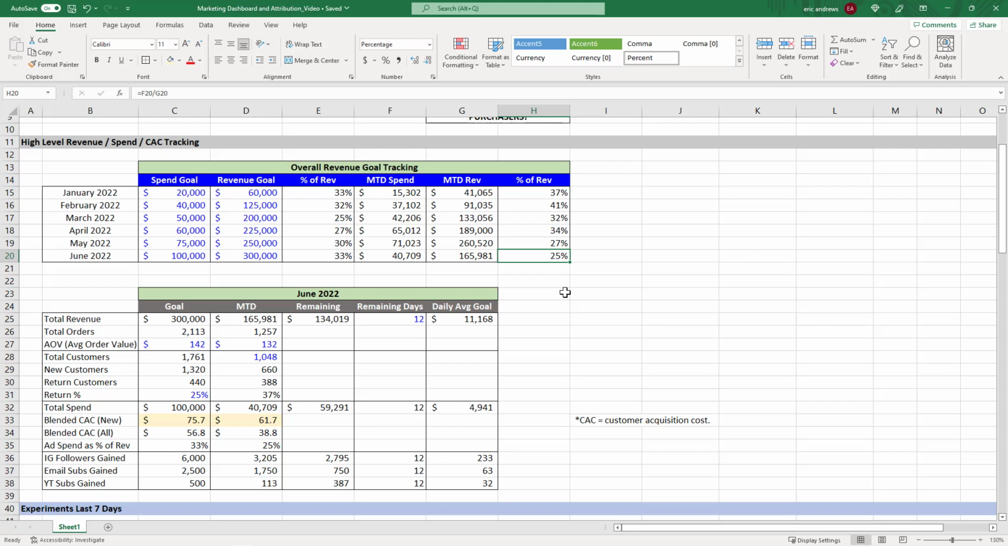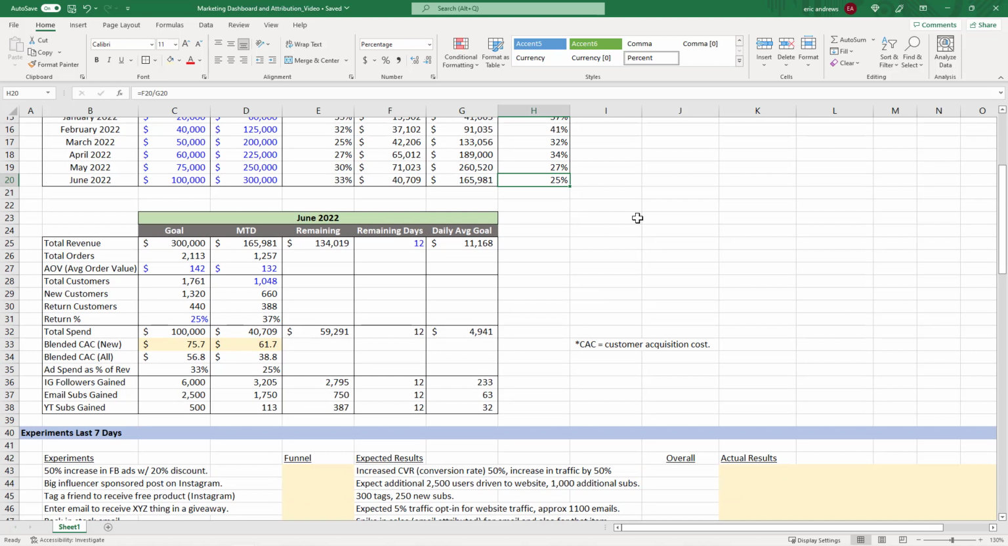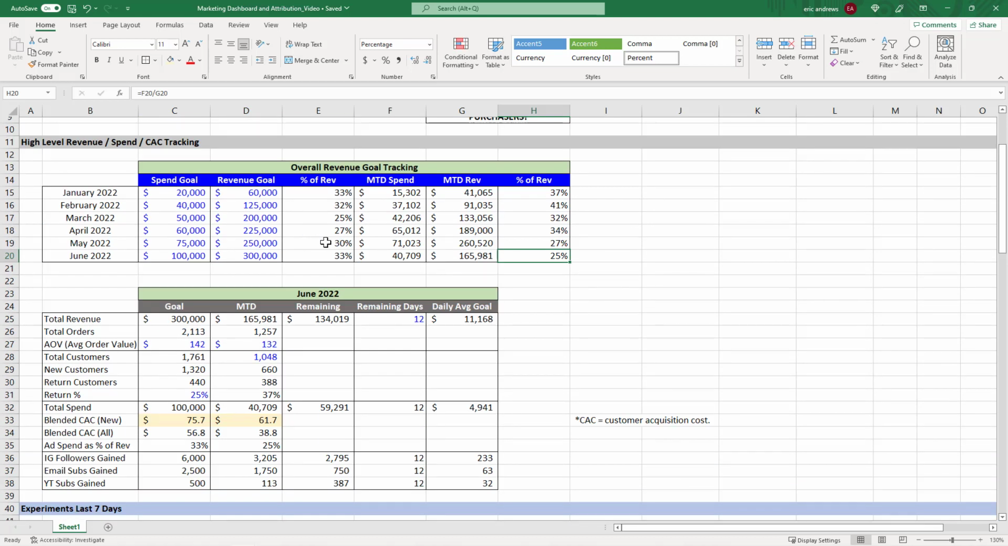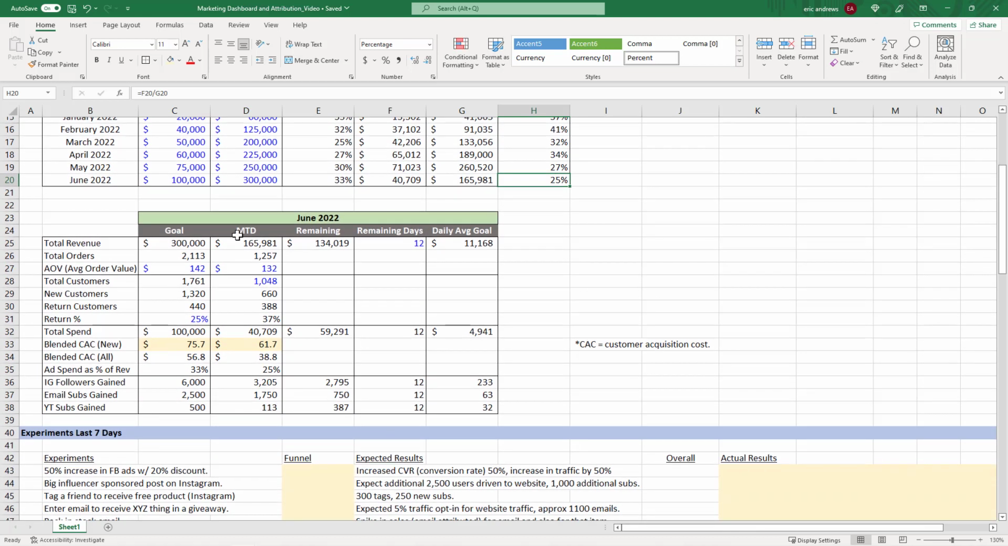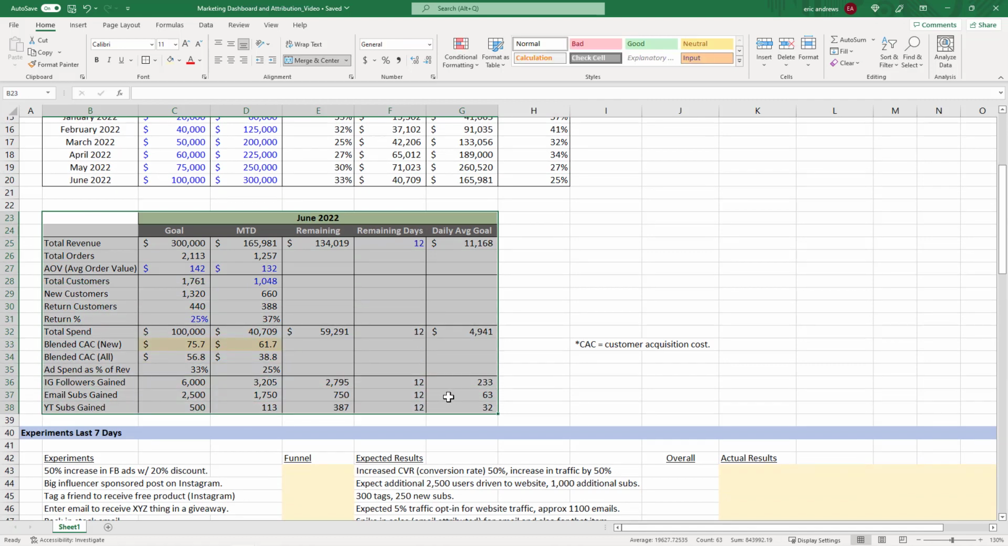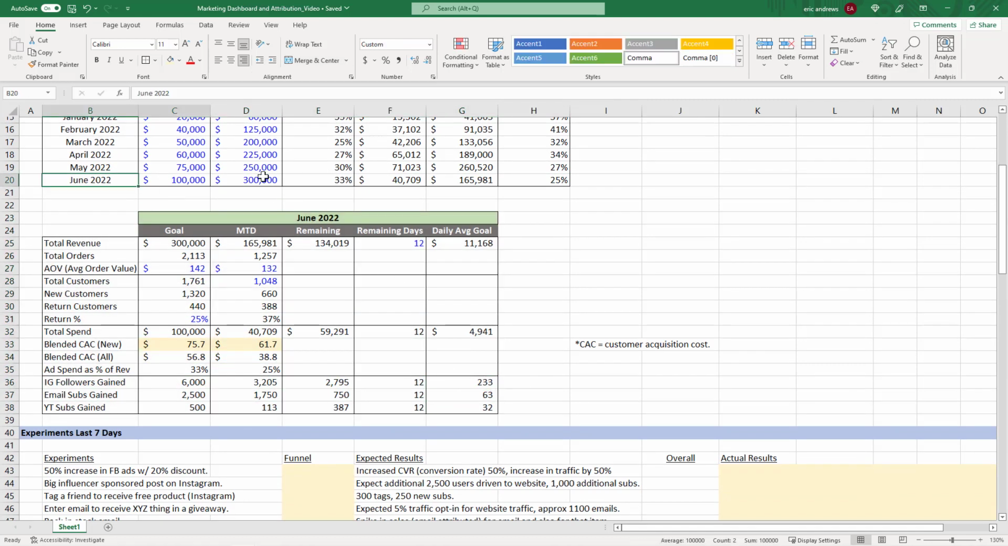Now we want to dive in and diagnose exactly what's going on, understand what's going well and what's not going well. After I build this high level view, generally I will build a month to date breakdown. It's basically everything that's in here, but broken into more metrics.